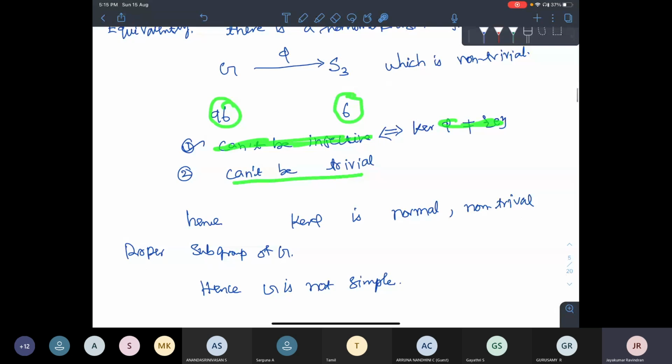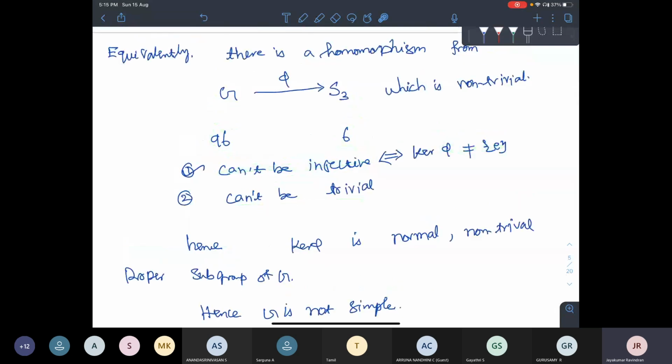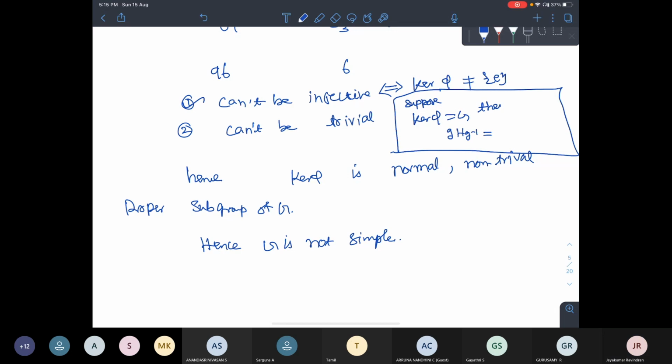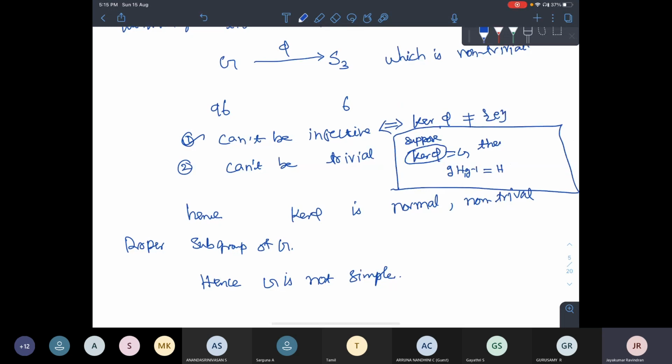Now it also cannot be the trivial map. What do I mean by that? I am looking at this kernel, and I want to say it is non-trivial and proper. Suppose the kernel of phi equals G. Then what happens? G H1 G inverse equals H1. This is what it means, because we know the kernel of the action is the same as the kernel of the homomorphism. If the kernel of the homomorphism is full, it will not do anything, right?